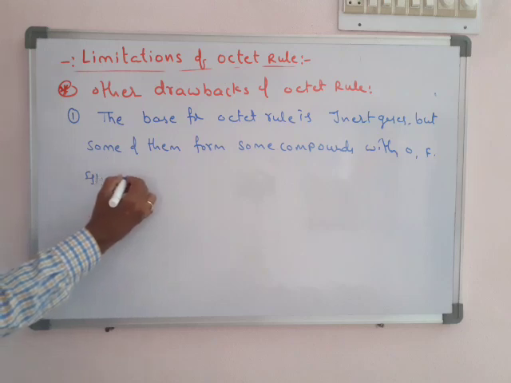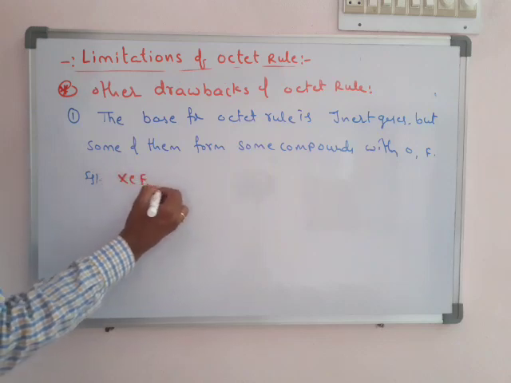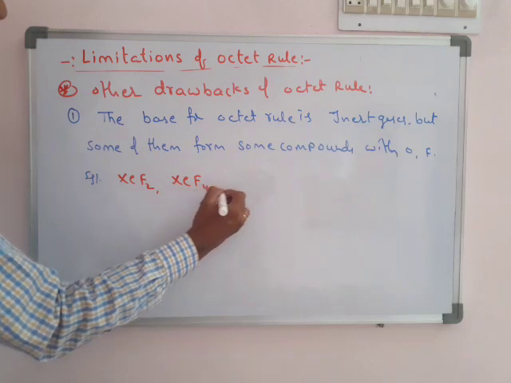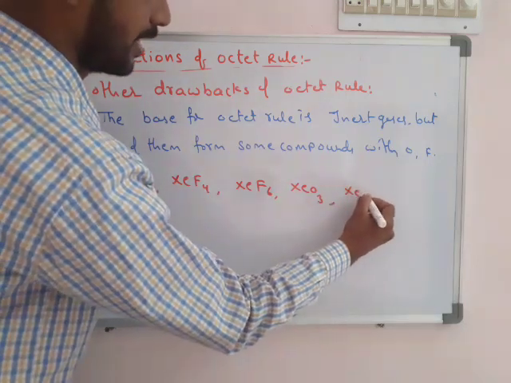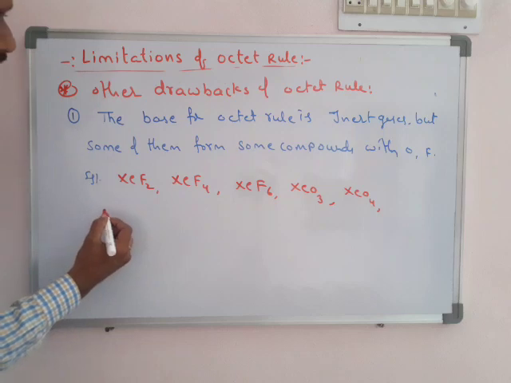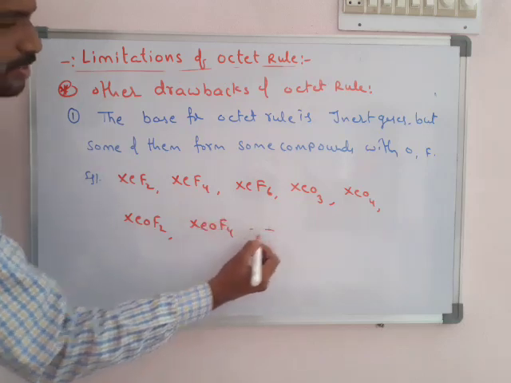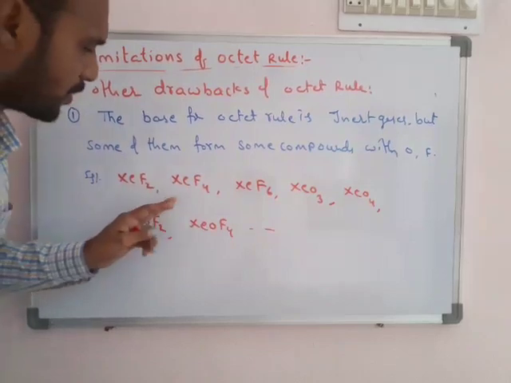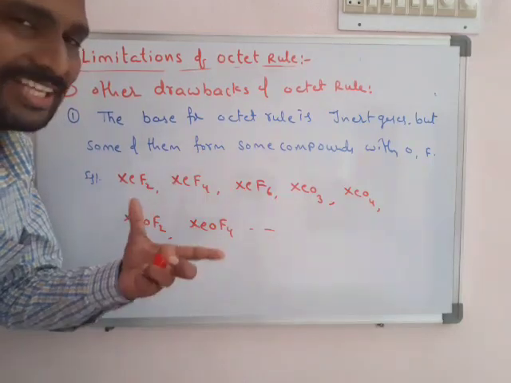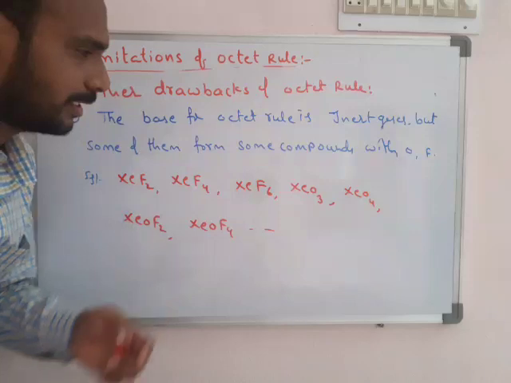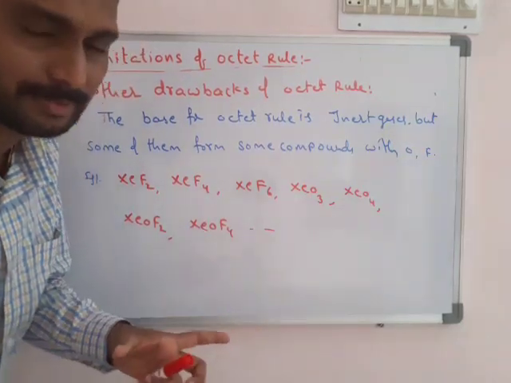Okay, what are the examples? If you take xenon, XeF2 is there, XeF4 is there, XeF6 is there, XeO3 is there, XeO4 is there. Like this, XeOF2 is there, XeOF4 is there. So xenon is forming a few compounds with oxygen and fluorine. They took these gases as the basis, but they are also forming some compounds, and they are also not treated as 100% stable.